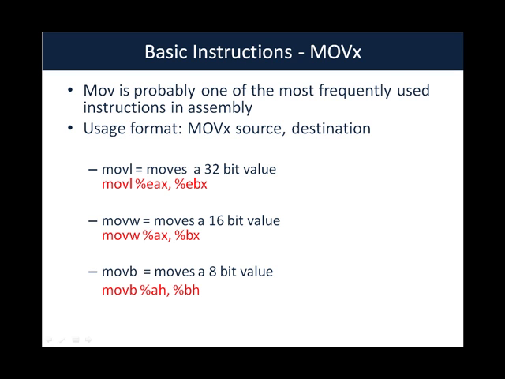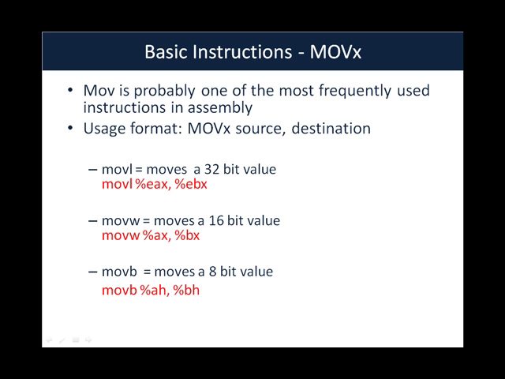So the first instruction which is of importance is the move instruction, and the usage format is very simple. Move source into the destination, right? So there are three variations depending on the size of the source and the destination. The first is movl, which is used to move a 32-bit value. So in this example, movl EAX, EBX, what this means is move and copy the value of EAX into EBX. However, EAX itself is not changed in this instruction.